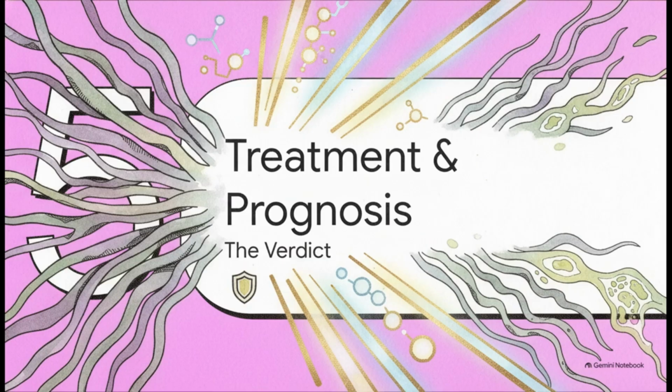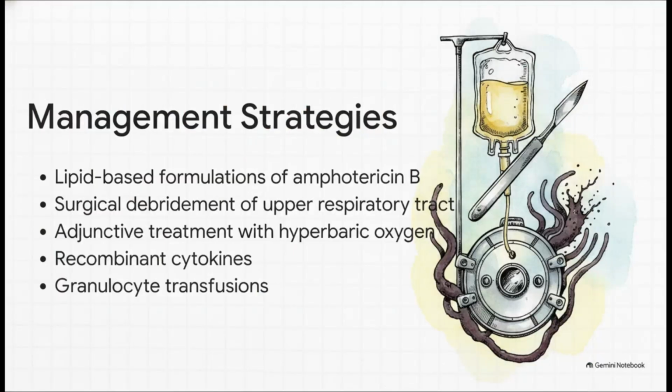And finally, Section 5, treatment and prognosis. The verdict. The treatment for these opportunistic fungal infections cannot be passive. It cannot be strictly observational. It requires an immediate, extremely aggressive, multi-pronged strategy. The pharmacological drug of choice here is high-dose, systemic, lipid-based formulations of amphotericin B. Using that lipid formulation is absolutely crucial because it's less nephrotoxic, which allows us to use the massive doses actually required to fight the fungus.